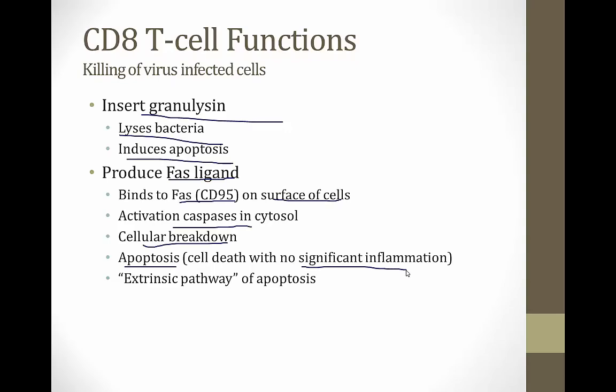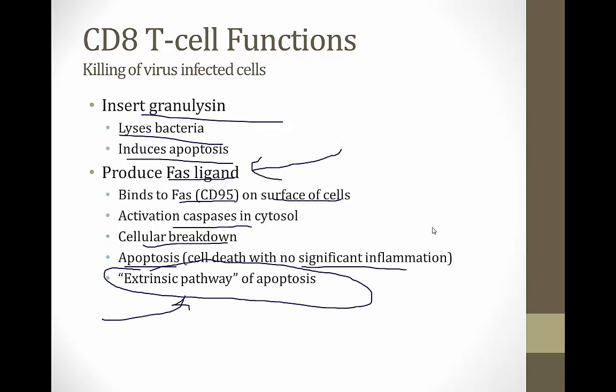Apoptosis is programmed cell death. And the Fas ligand is an example of the extrinsic pathway of apoptosis. There are two pathways by which apoptosis can occur, and the extrinsic pathway is one of them, and CD8 cells induce this via the Fas ligand on their surface.